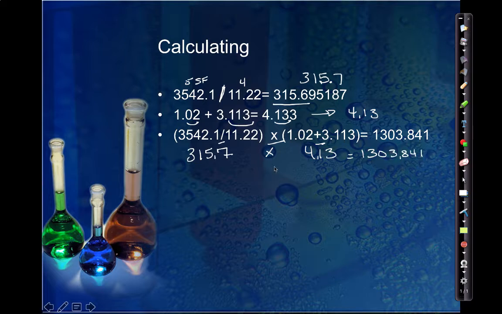1303.841. Well, now we're looking at multiplication, so we look at the least number of sig figs. This is 4 significant figures, this is 3. My answer has to go to 3. So I go to the third significant number, which is a 0. There's a 3 behind it, so it stays a 0. So it's 1300. But if I want to get it to 3 significant figures, I'm going to have to put it into scientific notation. So 1.30 times 10 to the third. 1, 2, 3. Okay.